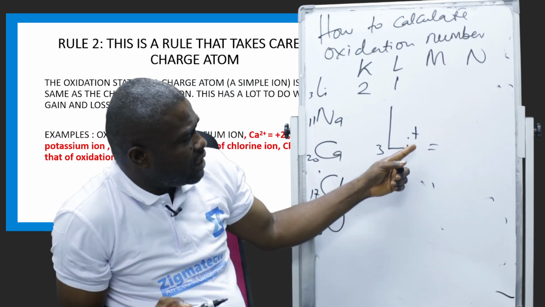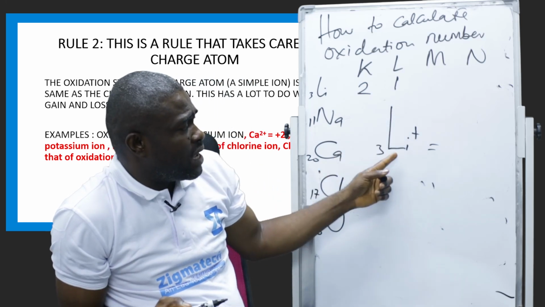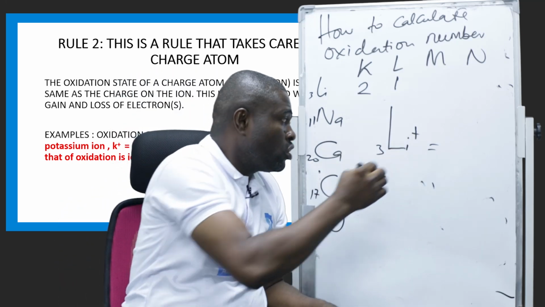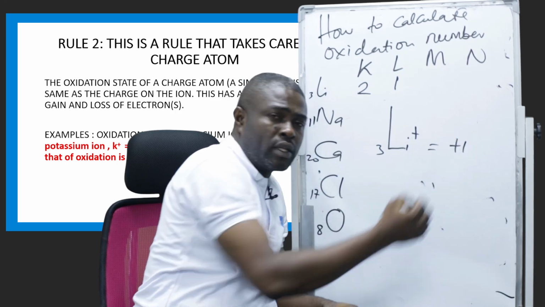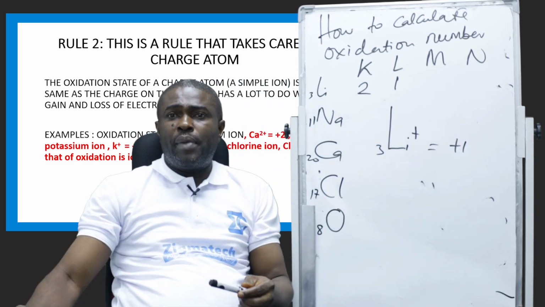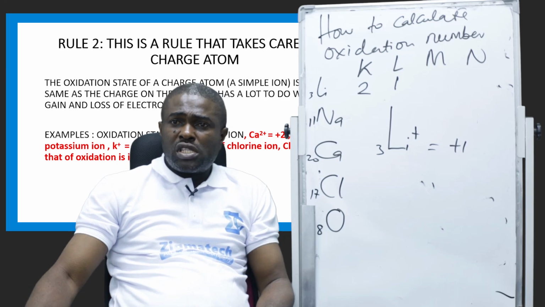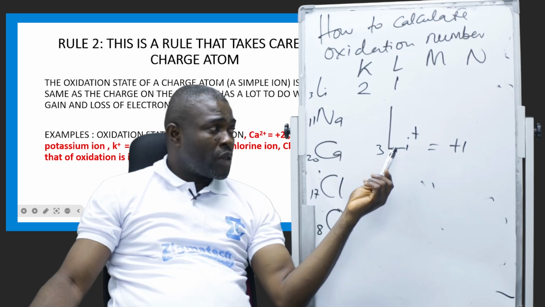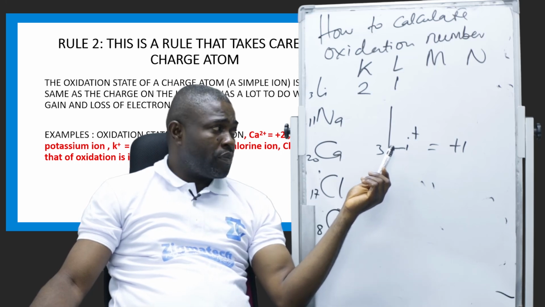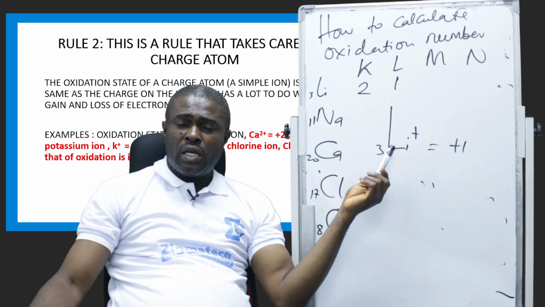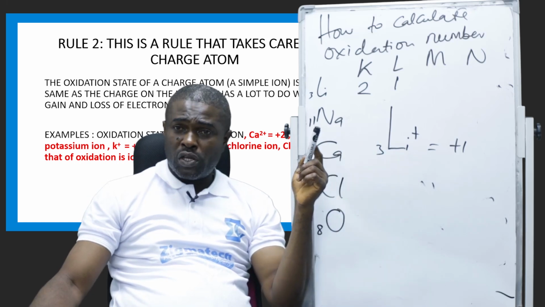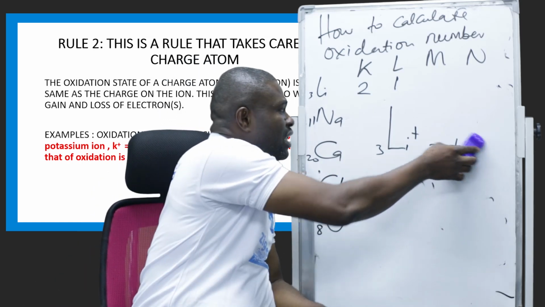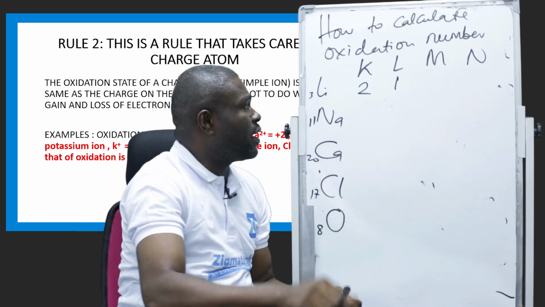What is the charge carried by this particular particle? The charge is what? +1. Therefore, the oxidation number is what? +1. That is what we meant by saying that the oxidation state of a charged atom is the charge. You can see, lithium has become a charged atom by losing 1 electron. So what is the charge? +1. And therefore, the oxidation number is +1. Thank you. Now, look at the next element, sodium, atomic number 11.